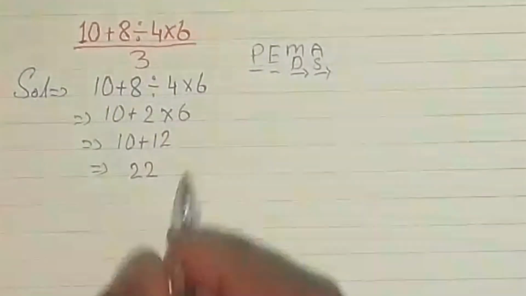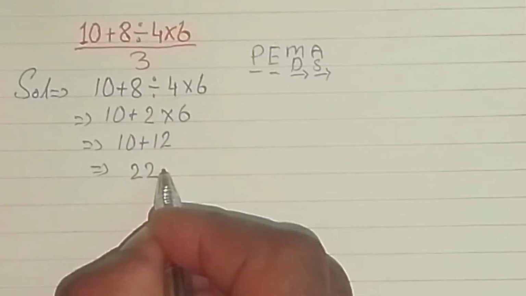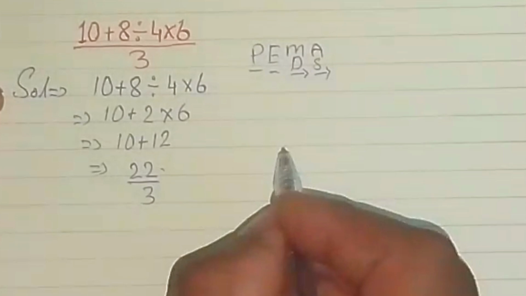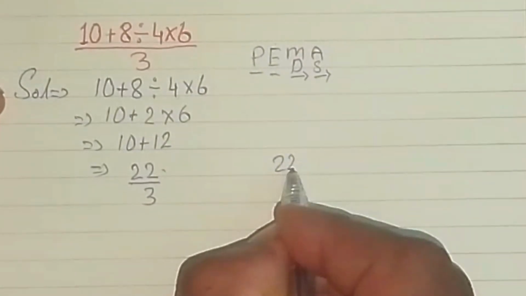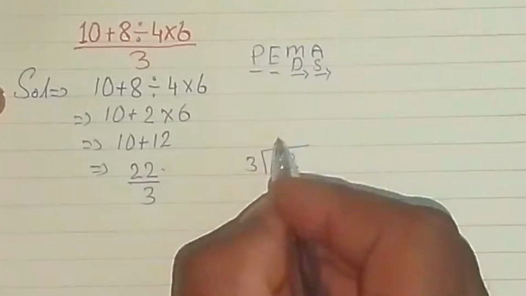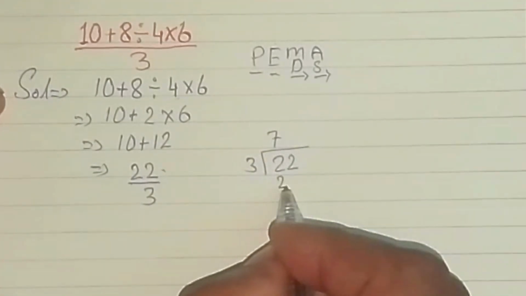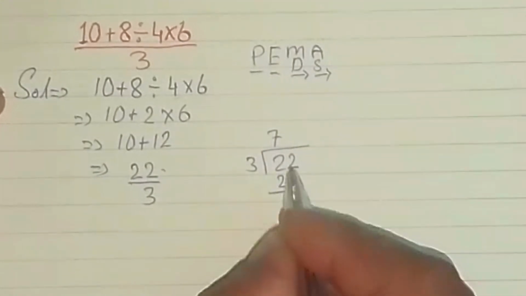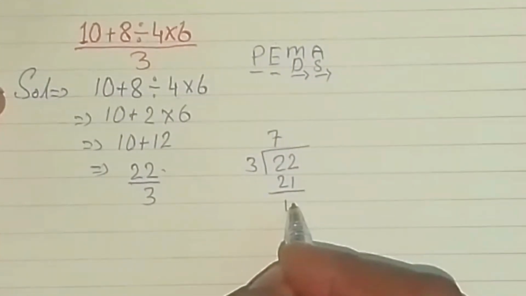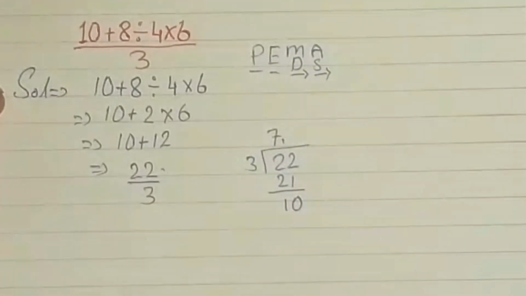Now we go to the denominator. The denominator is divided by 3. So 22 divided by 3. So 3 times 7 gives us 21, and 22 minus 21 gives us 1. We add 0, so we write a decimal point here.